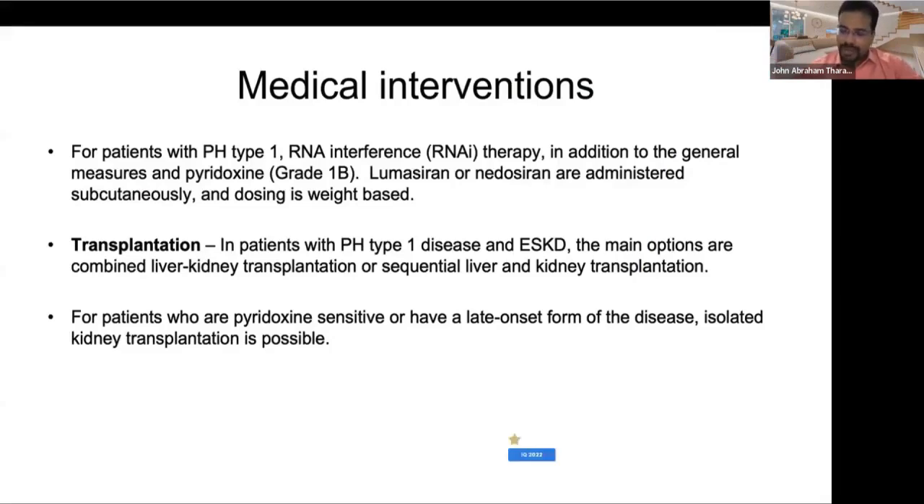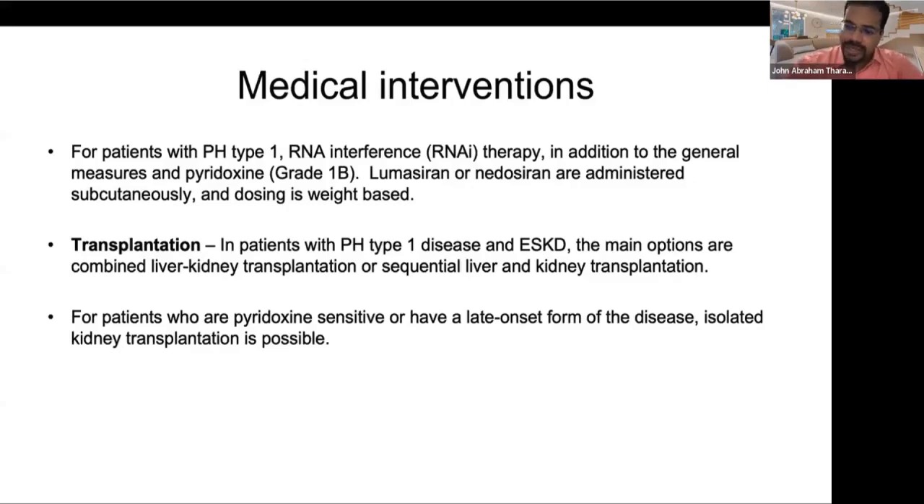For those weighing 10 to 20 kilograms, the initial dose is 6 milligrams per kg monthly for 3 months, followed by 6 milligrams per kg every 3 months for lumasiran. And for patients who weigh more than 20 kilograms, the initial dose is actually 3 milligrams per kg monthly for 3 months, followed by 3 milligrams per kg every 3 months.